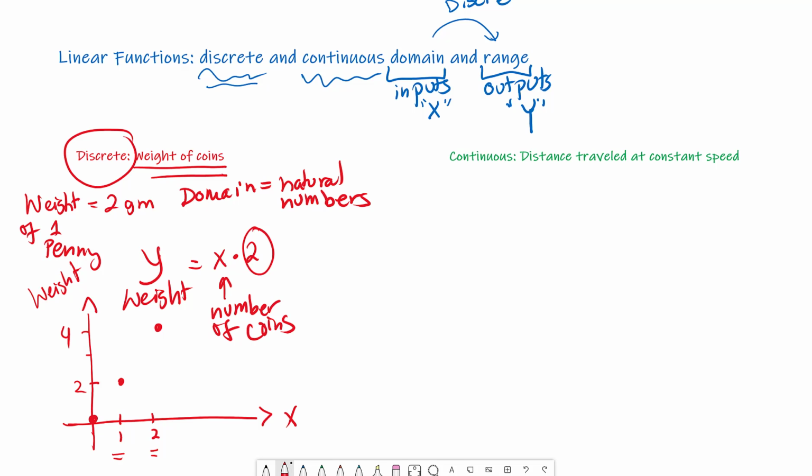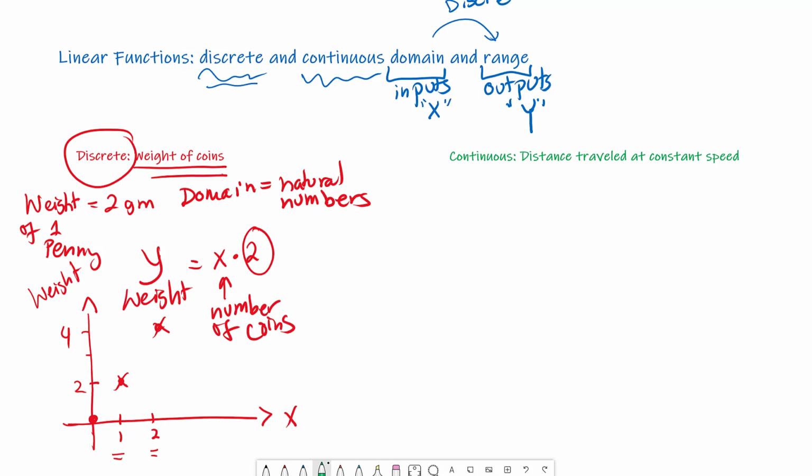Now what happens to our range? Our range is also discrete. We actually have a range that consists of all the multiples of 2, right? We have 0, 2, 4, for 3 pennies we'll have 6, and so on. So both our domain and our range are discrete. So that's a really simple example of a discrete domain and range for a linear function.